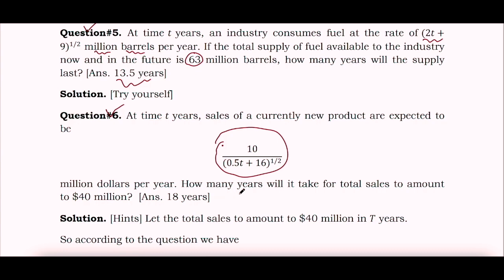Now the question is, how many years will it take for the total sales amount to reach $40 million? To make the total sales volume $40 million, how long do you need to wait? That is the question. So let's say we need to wait for x years to take the total sales amount to $40 million.